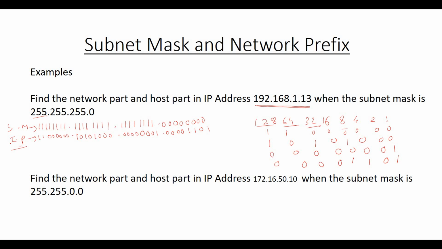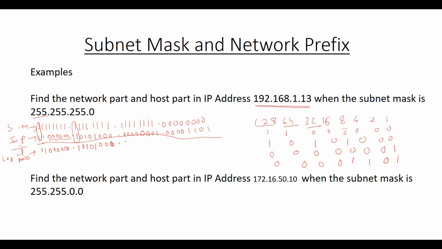To get the network part, we need to perform logical AND. If both are ones, then it will result in 1, otherwise it's a 0. So here both are 1s, so that is 1. Similarly, the next one is 1. Since these are all 0, if one of these bits is 0, that means all are 0. Similarly here, both are 1, so 1. So next is 0, both are 1s, 1, 0, 1, 0, 0, 0.